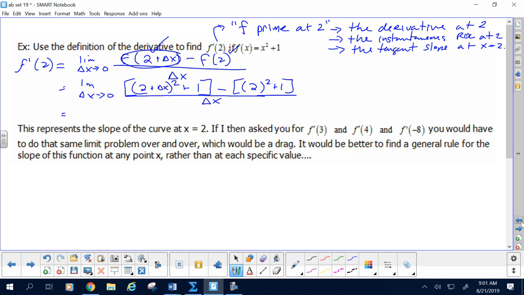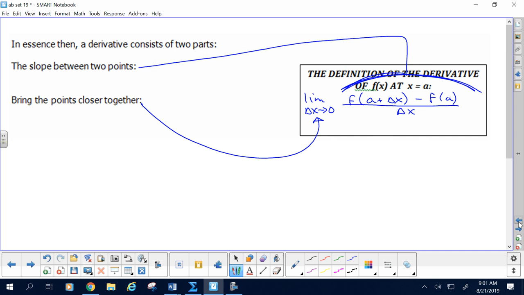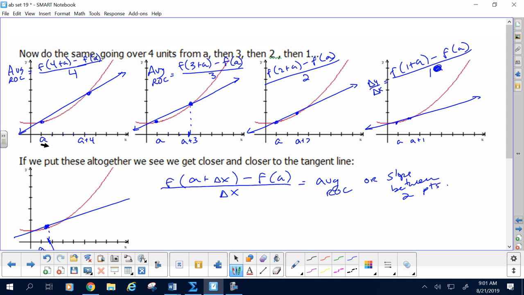Now, I'll just say this. If you try and do the limit right now, then if you direct substitute, you get 2 squared plus 1 minus 2 squared plus 1 over delta x. Now, really what's happening there is 0 over 0. Graphically speaking, you just tried to find change between a point and itself. You tried to find slope between 1 point instead of 2, and that's no change over no change.